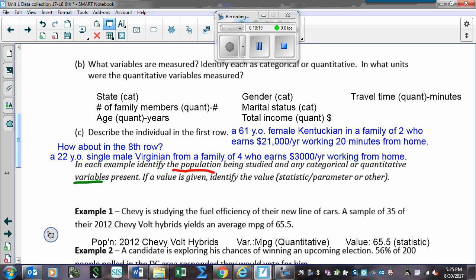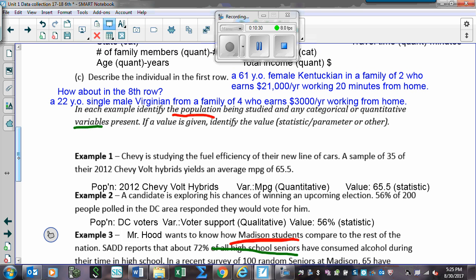Why is it a statistic? Because it's drawn from a sample of 35 cars. It's not the parameter, we don't know all of them, but from these, we assume they made more than 35 Volts.